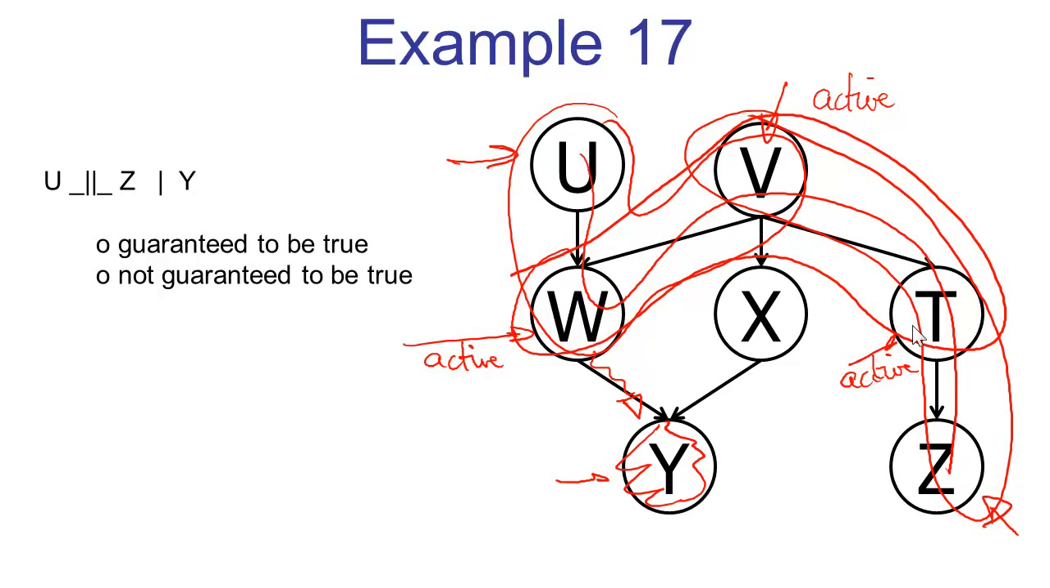This means the entire path is active. No need to check any other paths. We found an active path. That means we cannot guarantee that the independence is true just based on the graph structure. That's it for our review lecture on d-separation.